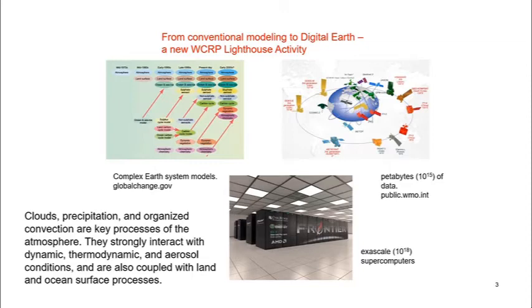Of course, none of us can look at everything. So as a part of the Earth system, today I'm going to talk about some of our recent work related to clouds, precipitation, and organized convection, because they are key processes of the atmosphere. They strongly interact with dynamic, thermodynamic, and aerosol conditions in the atmosphere, and are also coupled with land and ocean surface processes.